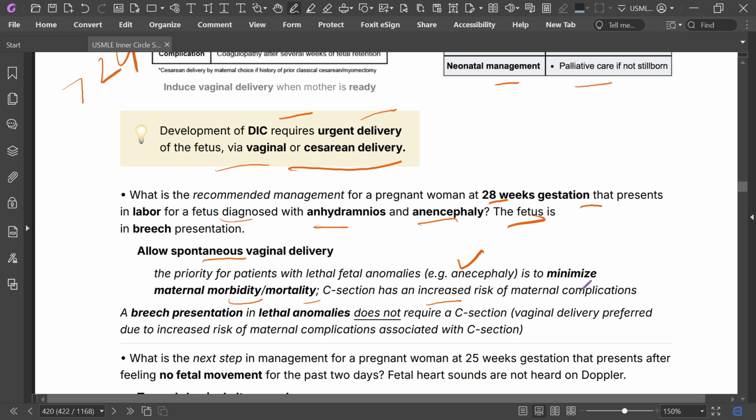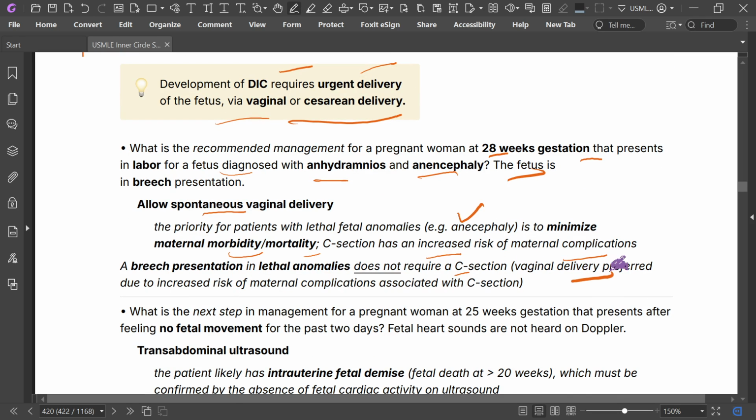C-section has increased risk of maternal complication. A breech presentation in lethal anomalies does not require C-section. Vaginal delivery is preferred due to increased risk of maternal complication associated with C-section.